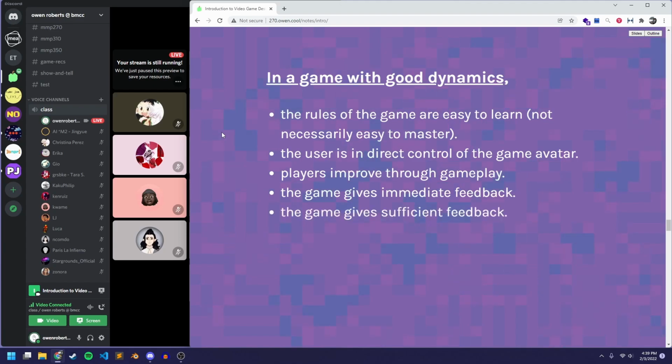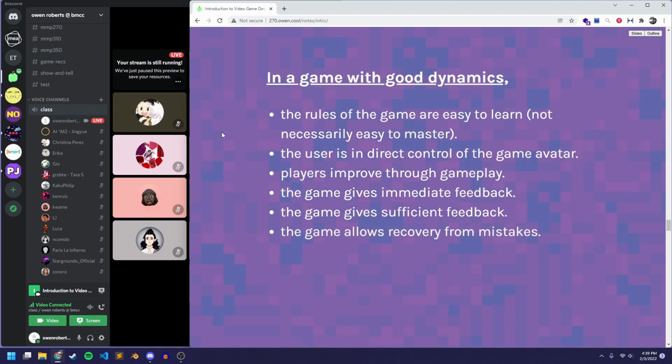And then sufficient feedback. It should be enough for me to be able to figure it out on my own. If it's a puzzle, it's not, again, going to tell me the answer, but it should give me enough feedback on what I'm doing that I can figure out what it is I'm looking for in the puzzle.